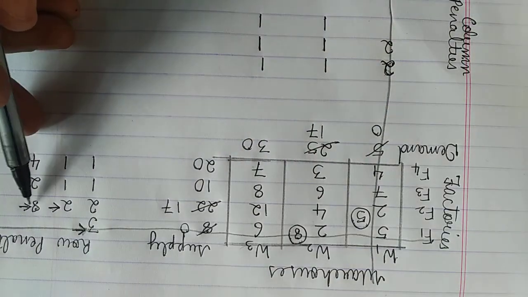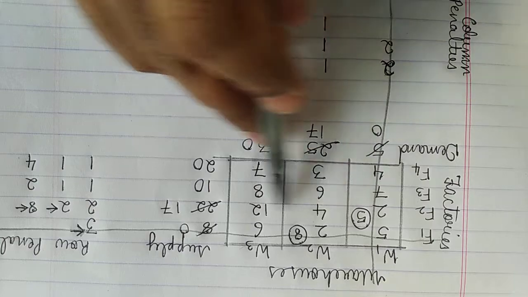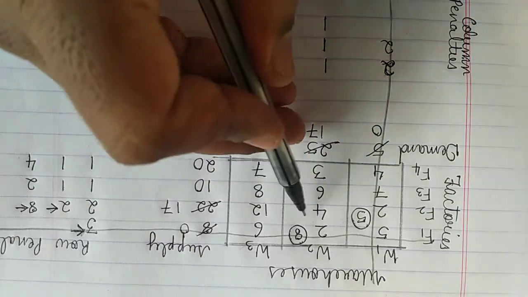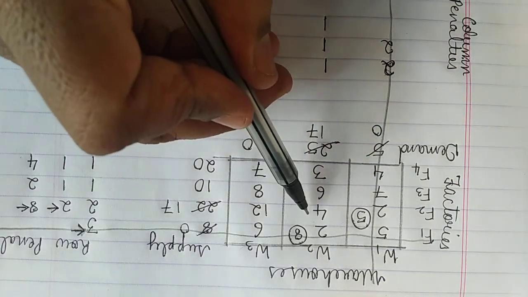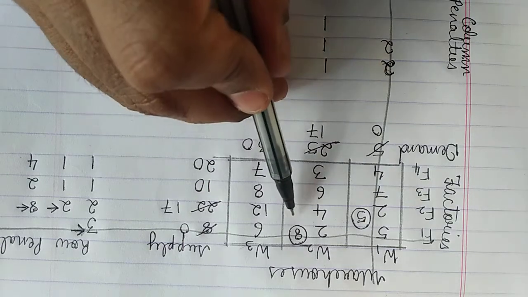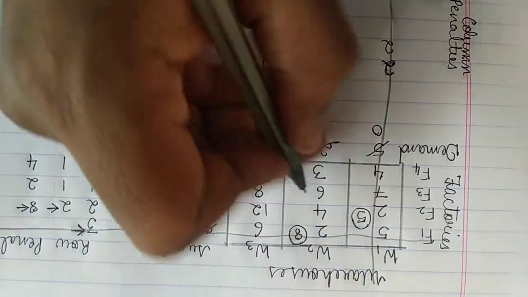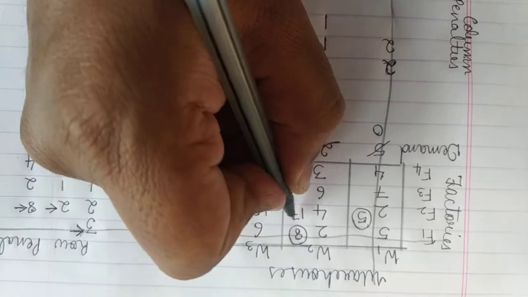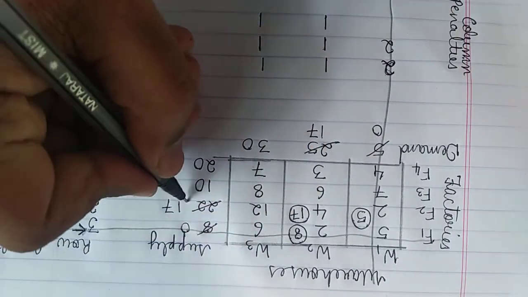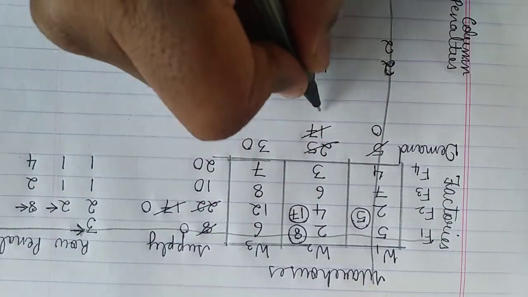Highest penalty I have selected. That means in this row you have to allocate. Where will you allocate? I am allocating here because this is the lowest cost. The demand there is 17. Supply is also 17. So minimum of supply and demand is 17. So I am allocating 17. Here it becomes 0. Here it becomes 0.